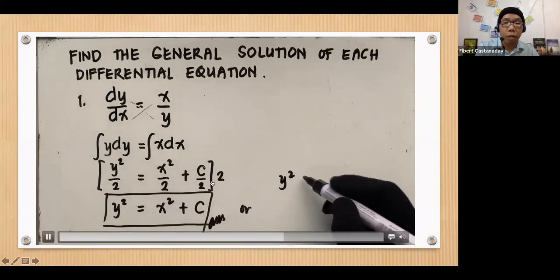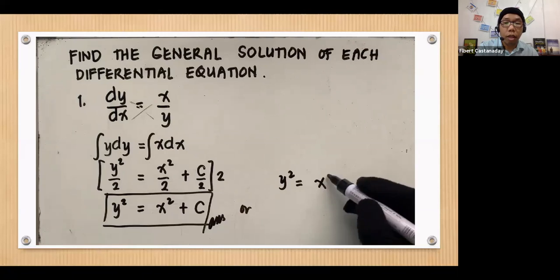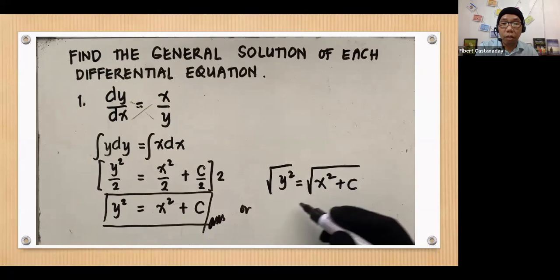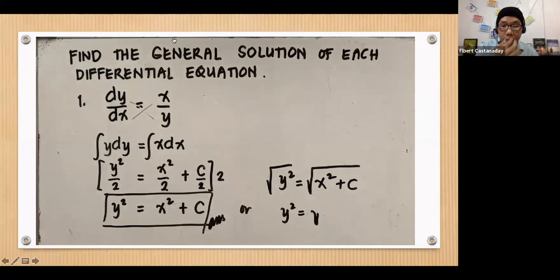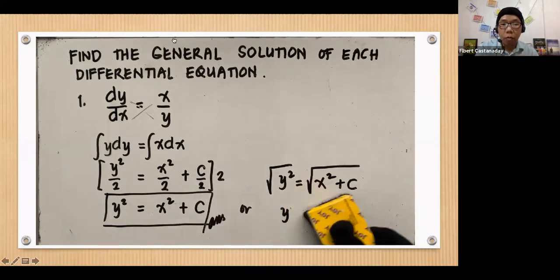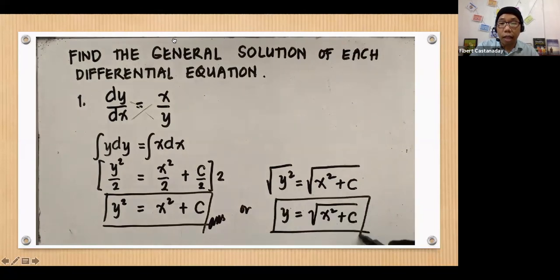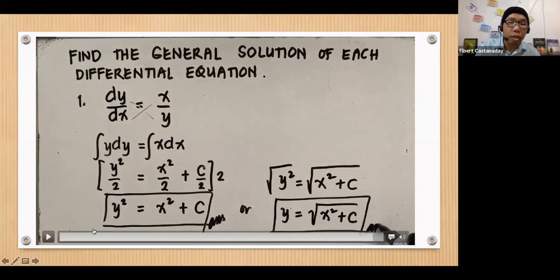Now we have y squared is equal to x squared plus c. So solving for y, we take the square root of both sides of the equation. So we have y equals the square root of x squared plus c. So this is now your final answer. So if you are asked to solve for y, then y is written explicitly. So y is equal to this one. We can have this solution for the DE.